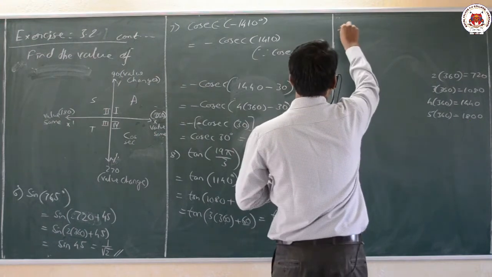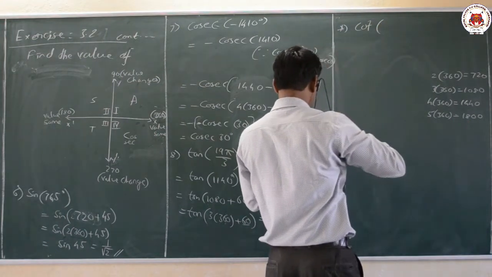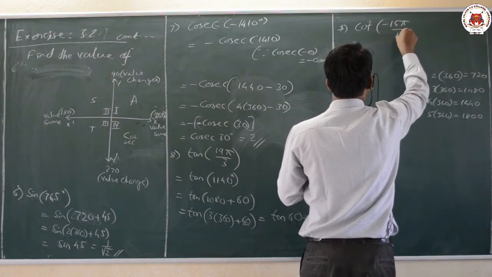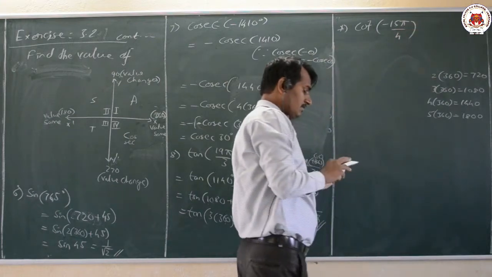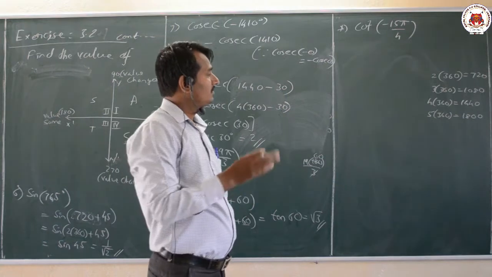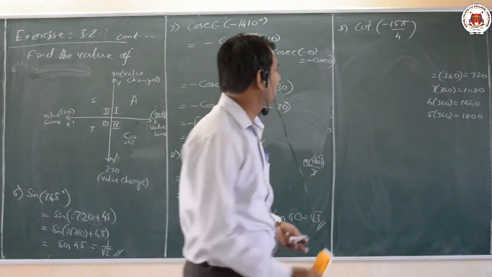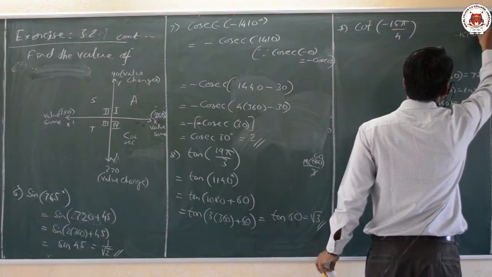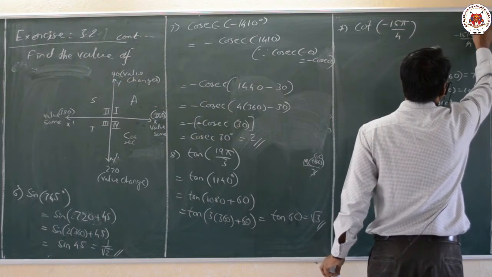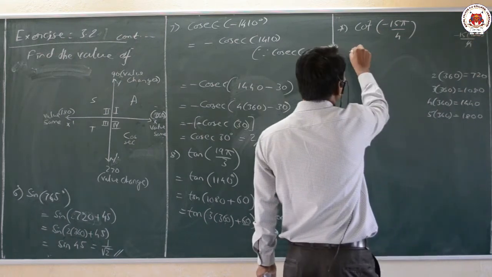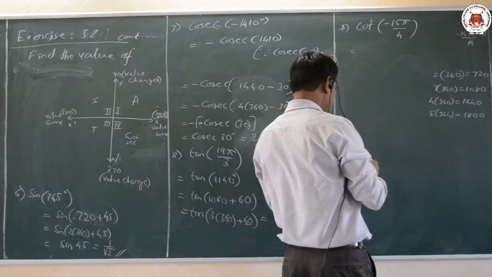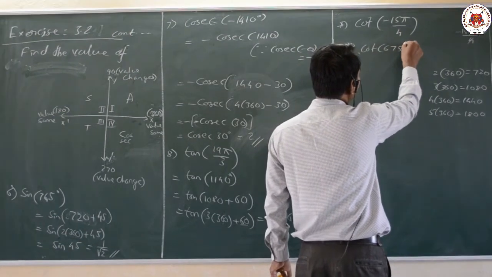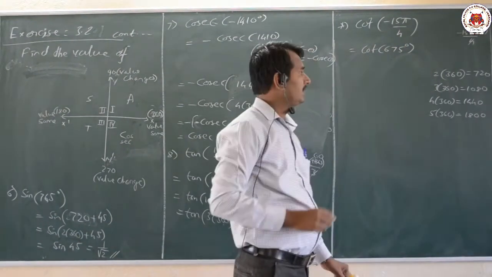The next problem is cot of minus 15 pi by 4, okay, cot of 15 pi by 4 here. Now 15 pi by 4, if you want, you can convert into degrees here. That is 15 into 180 divided by 4, that is nothing but 15 into 45, and the value will be 675, that is nothing but cot of 675 degrees. If you want, you can make use of calculators here.